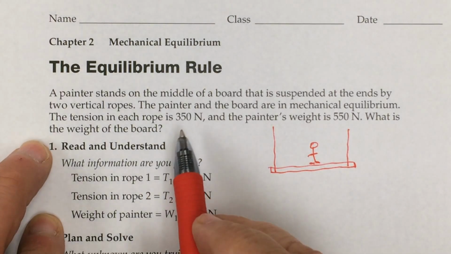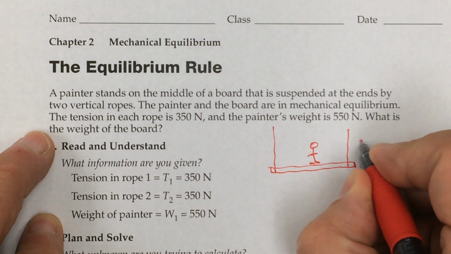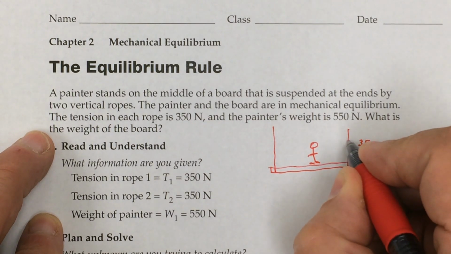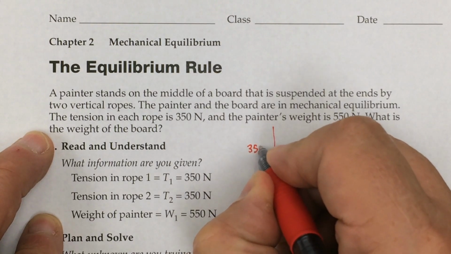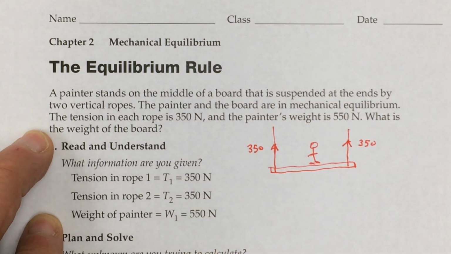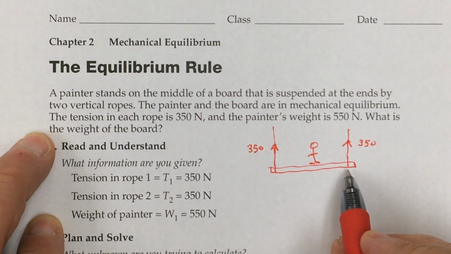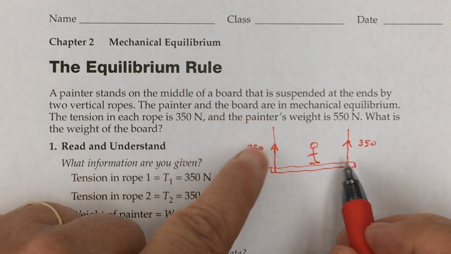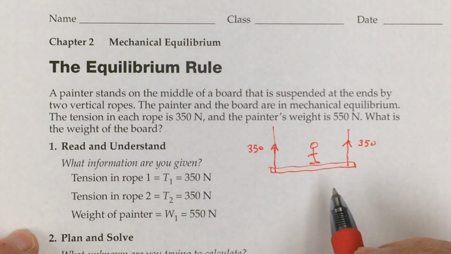Okay, so it says the tension in each rope is 350 newtons. So I've got 350 newtons acting up in this direction, and 350 newtons acting up in this direction. And if the board were weightless and the man were weightless, the tension in this line would actually lift the board up. You can imagine something being hoisted up. If you have more force going up, then it goes up. Okay, but it's not going up. It said he was in equilibrium. That means the forces are balanced.